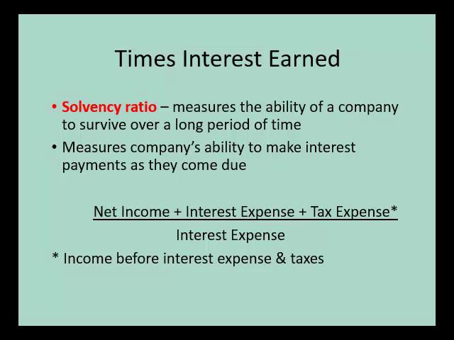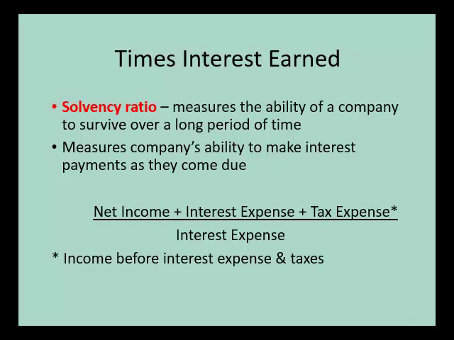Let's take a look at the ratios in Chapter 10, including this one, times interest earned. This is a solvency ratio because it measures the ability of a company to survive over a long period of time. And if a company has a lot of debt and has to make a lot of interest payments, it may not be able to survive over a long period of time. So this ratio specifically measures a company's ability to make interest payments as they come due.